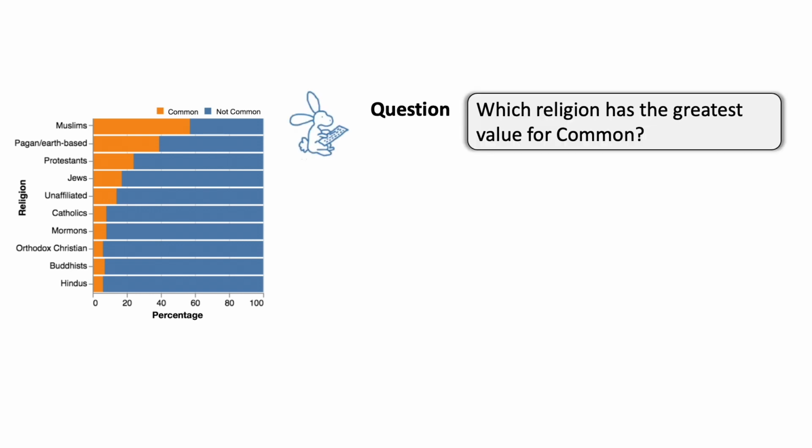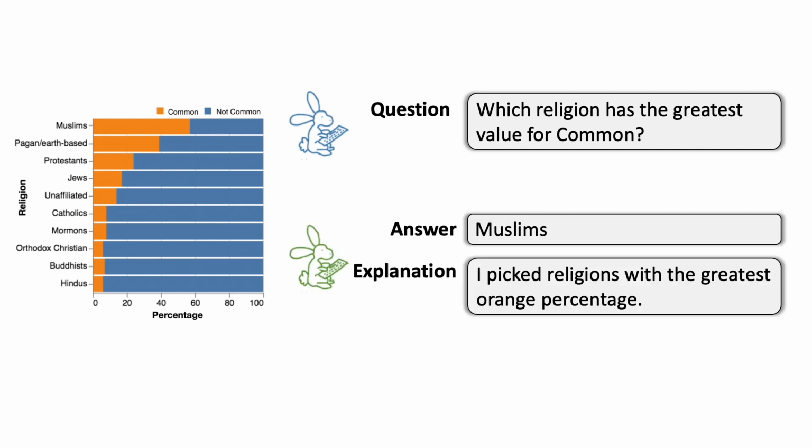We first asked workers on Amazon Mechanical Turk to write a question about a given chart. For example, the Turker would type in "which religion has the greatest value for common." Then we asked the second set of participants to answer the questions and provide explanations for their answers. For example, the participant would type in "Muslims" for the answer, and "I picked religions with the greatest orange percentage" for the explanation. Through this process, we collected a total of 629 questions and 748 explanations for answers.